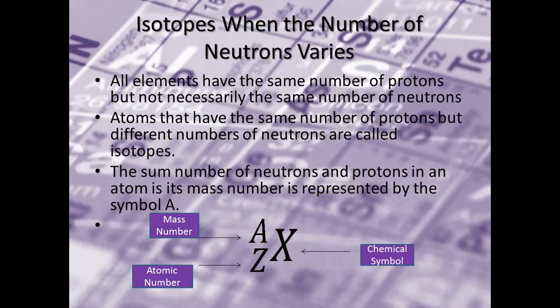Isotopes: when the number of neutrons varies. All atoms of an element have the same number of protons, but not necessarily the same number of neutrons. Atoms that have the same number of protons but different numbers of neutrons are called isotopes. The sum of the number of neutrons and protons in an atom is its mass number, represented by the symbol A. Now, as we said before, Z represents the atomic number, A represents the mass number, and X the chemical symbol.